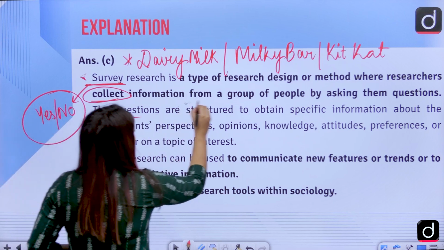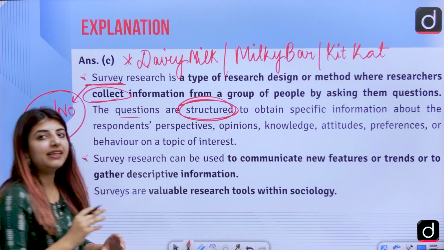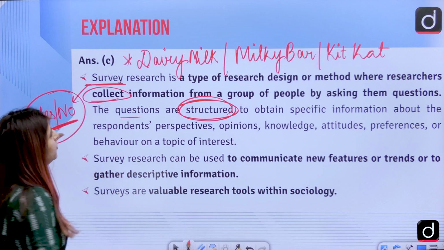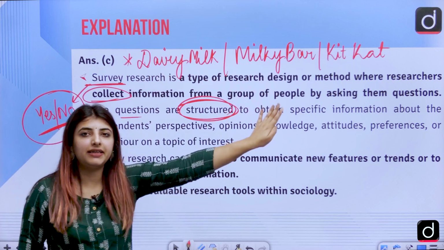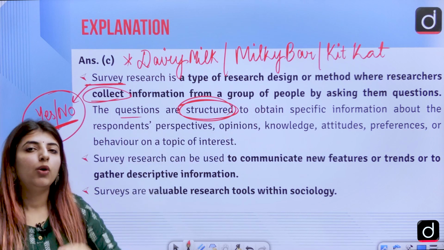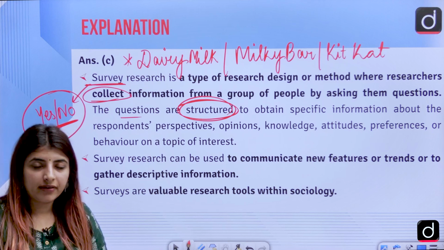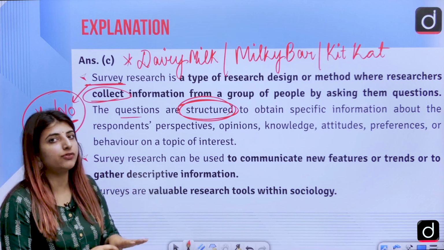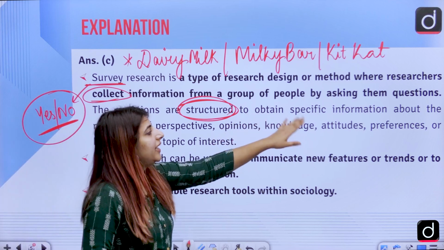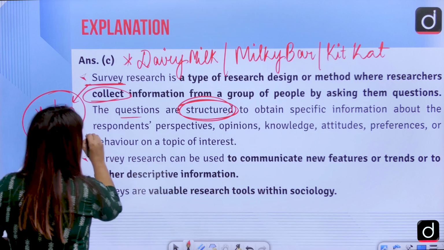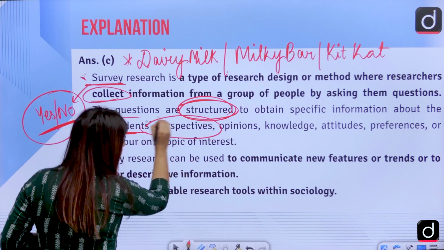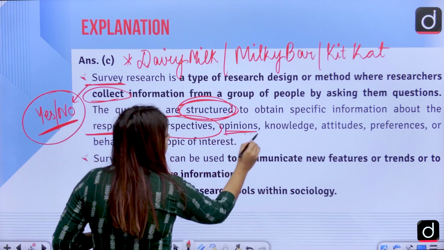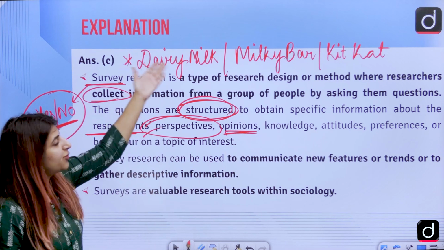The questions are structured, which means, for example, as I gave you this, yes or no, Dairy Milk, Milky Bar and Kit Kat. I have provided you with options on my own. So the question patterns are already structured and you can just choose from those options, to obtain specific information about the respondents' perspectives. Are they liking the product or not? Yes or no? Their opinions. What are their opinions for this very thing?